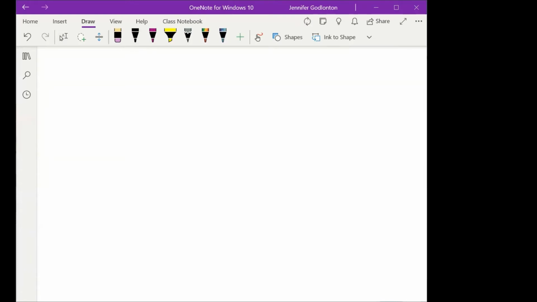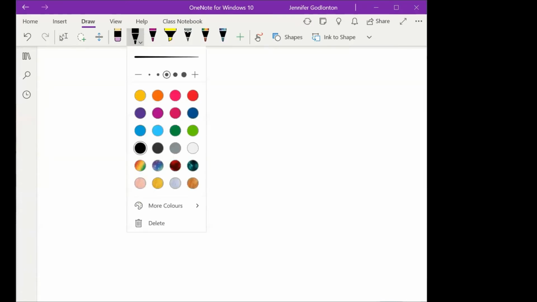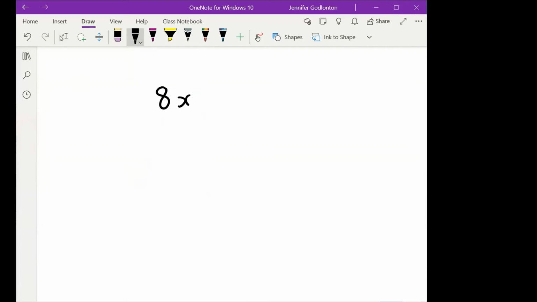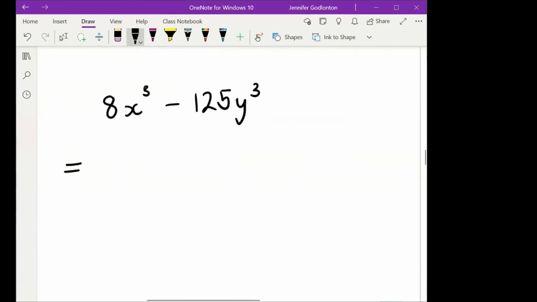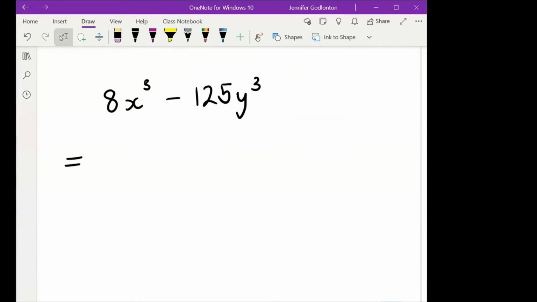To make that a little bit thinner. Okay, let's do 8x cubed minus 125y cubed. Give that one a go for me. This will be our last difference or sum of cubes question, and then we're going to move into trying to get everything around.